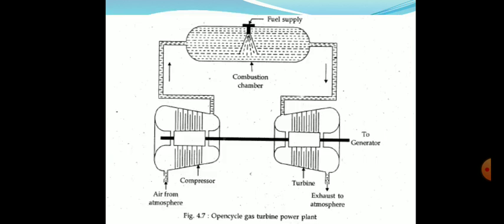So this is the open cycle gas turbine power plant. It consists of a compressor, that is, air is coming from the atmosphere and it compresses, then the compressed air is going to the combustion chamber. Fuel supply is coming from the top, then it is coming to the generator, and before the generator the turbine is connected, and after passing over the turbine, exhaust gas is exhausted into the atmosphere.